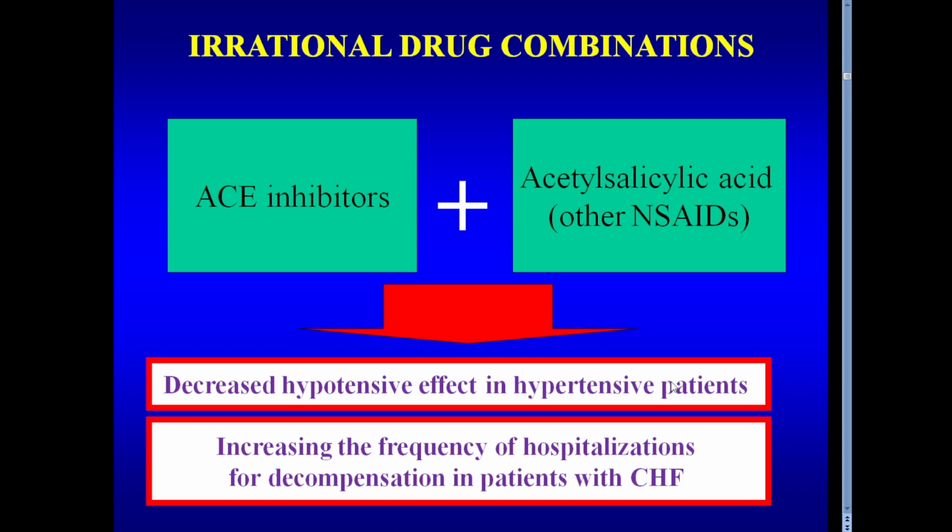Irrational drug combination. Example. Inhibitors of angiotensin converting enzyme, ACE inhibitors, when used together with acetylsalicylic acid or other NSAIDs, cause a decrease of the hypotensive effect in hypertensive patients. So this combination is negative. Or they increase the frequency of hospitalizations for decompensation in patients with chronic heart failure. This combination decreases the activity of ACE inhibitors.